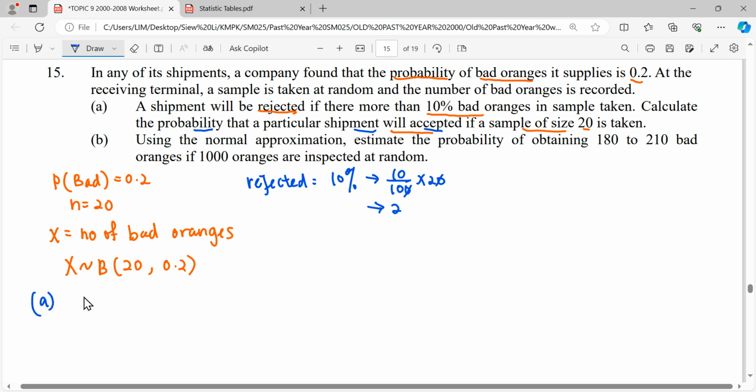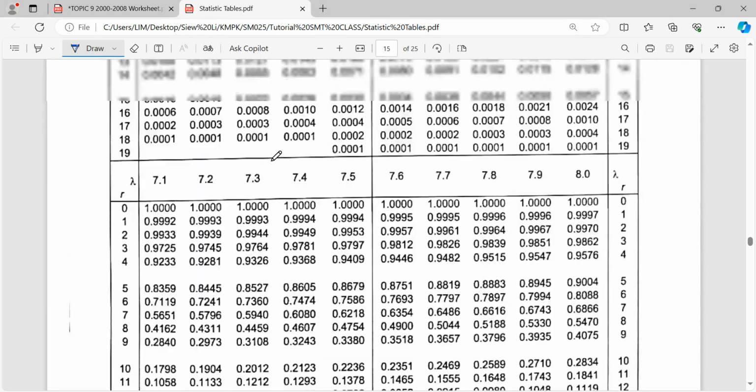So for the shipment to be accepted, the bad oranges have to be less than or equal to 2. If your number of bad oranges is more than 10%, so more than 2, it will be rejected. To accept, you have to be less than or equal to 2. So based on this distribution, we can use the binomial table where n is 20, p is 0.2.